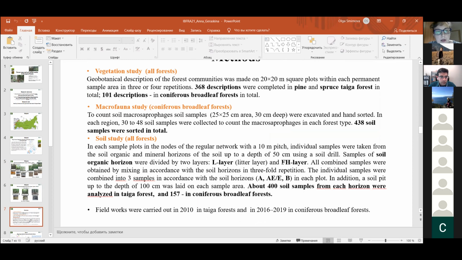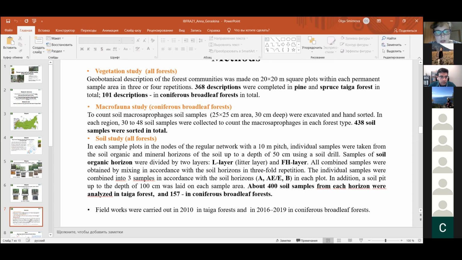We used geobotanical description in which type of communities to provide vegetation study. We studied soil macrofauna, especially soil macrosaprophages, such as woodlice, millipedes, mollusks, and earthworms. And soil study.